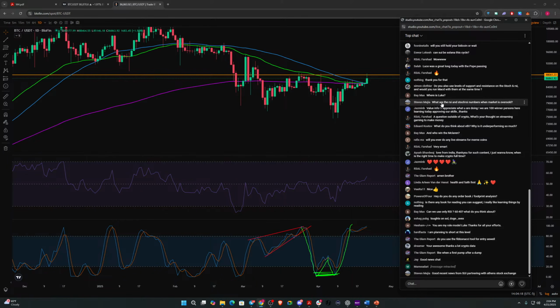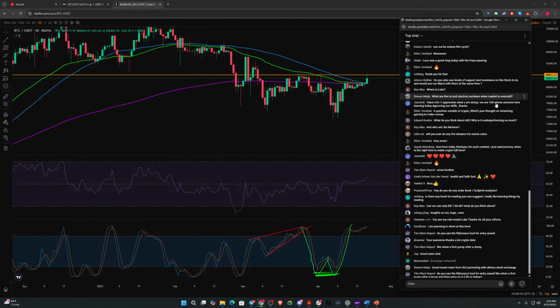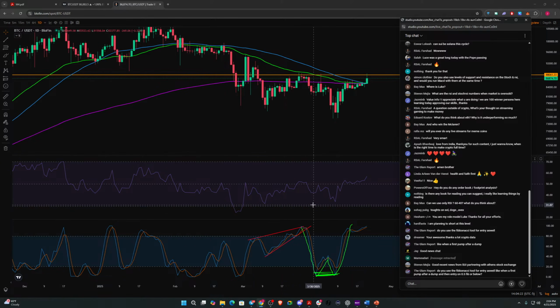Let's see. Steven says, what are the RSI and stock RSI numbers when the market is oversold? Just like here, it's below these levels. For RSI, it's 30 when it's oversold. For stock RSI, it is 20. So whenever it's below these shaded areas, that's when it's oversold, or above them when it's overbought.